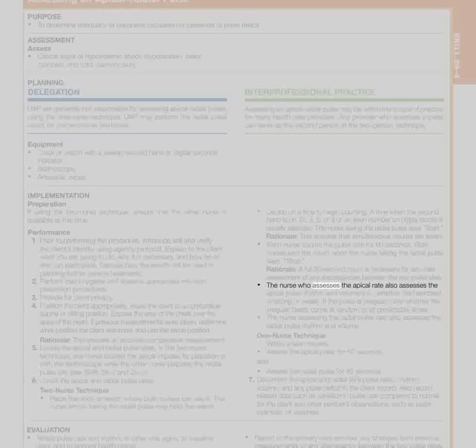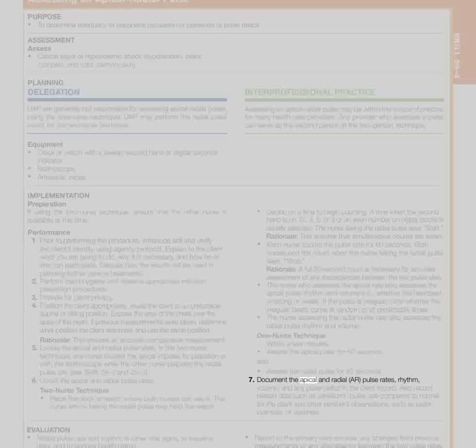The nurse who assesses the apical rate also assesses the apical pulse rhythm and volume, that is, whether the heartbeat is strong or weak. If the pulse is irregular, note whether the irregular beats come at random or at predictable times. The nurse assessing the radial pulse rate also assesses the radial pulse rhythm and volume. One-nurse technique: within a few minutes, assess the apical pulse for 60 seconds and assess the radial pulse for 60 seconds.